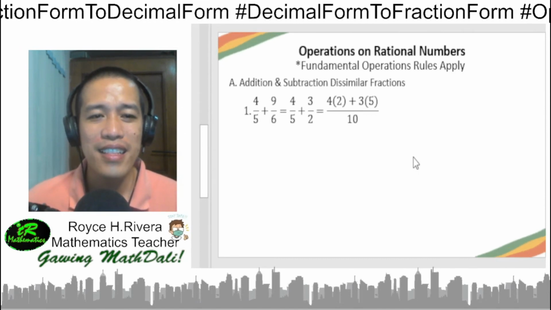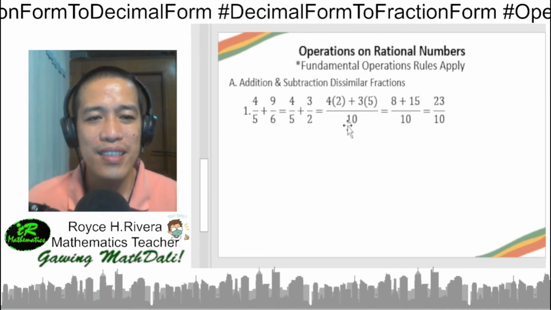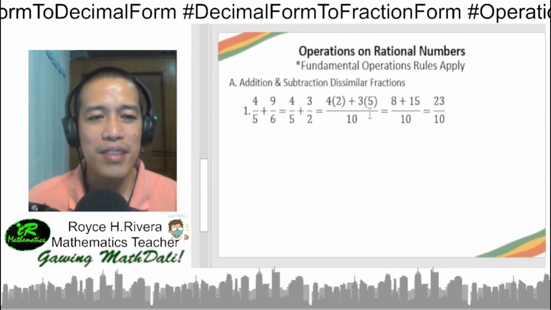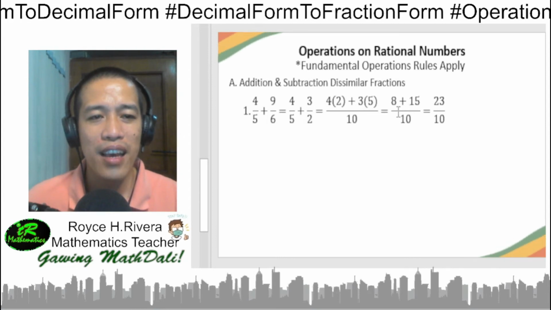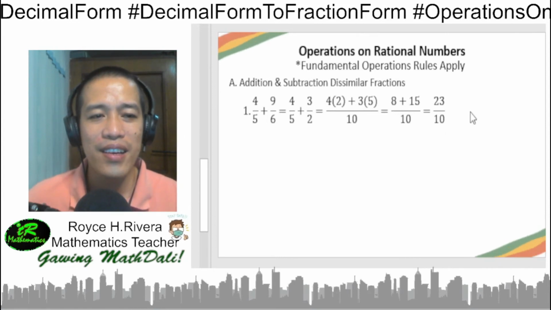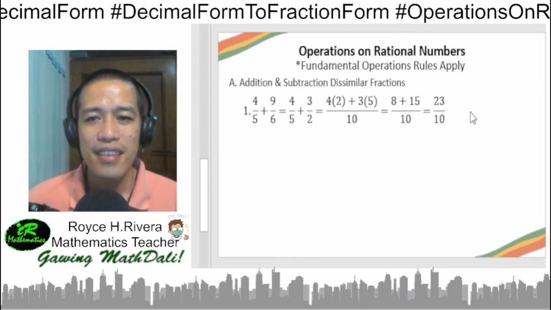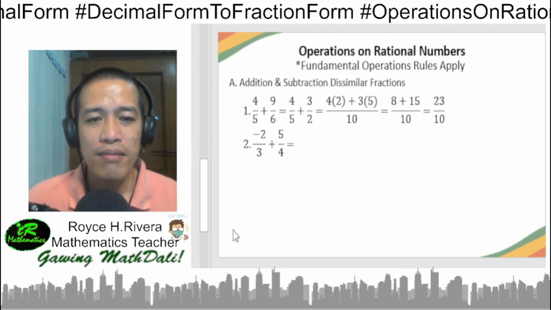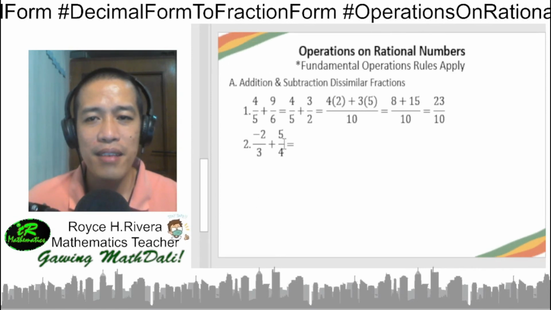Now, let us proceed. Evaluating this, we have 4 times 2 is 8, 3 times 5 is 15. So, we add, that is 23 over 10. Next, number 2. Negative 2 over 3 plus 5 over 4.